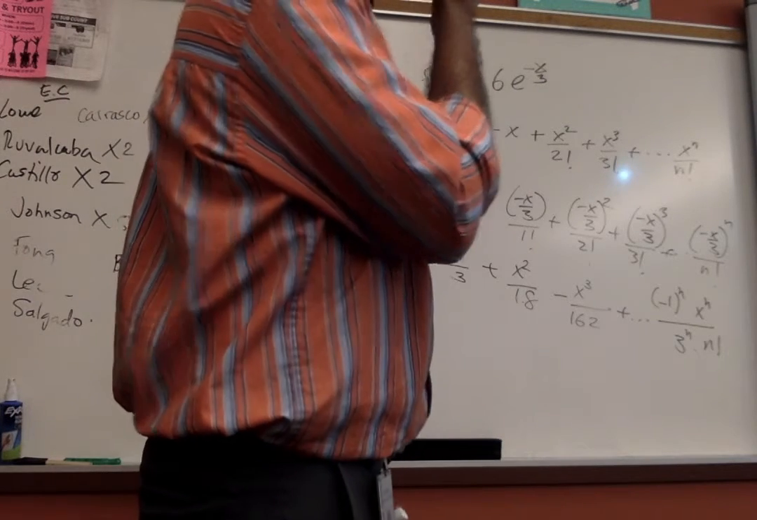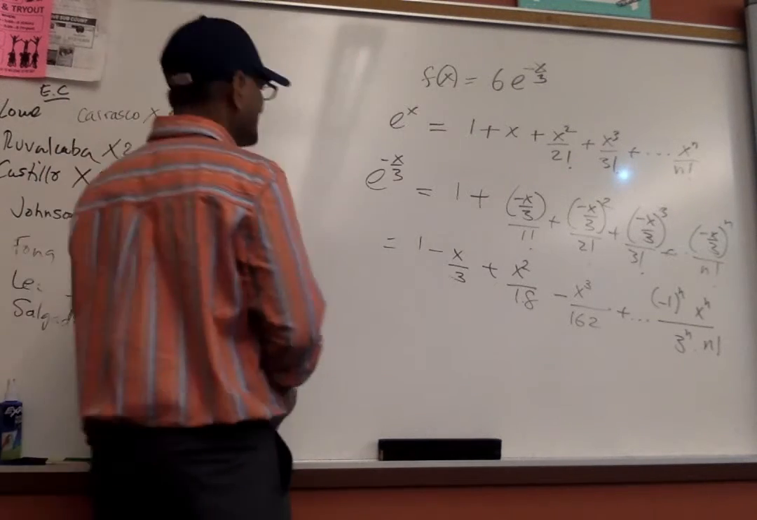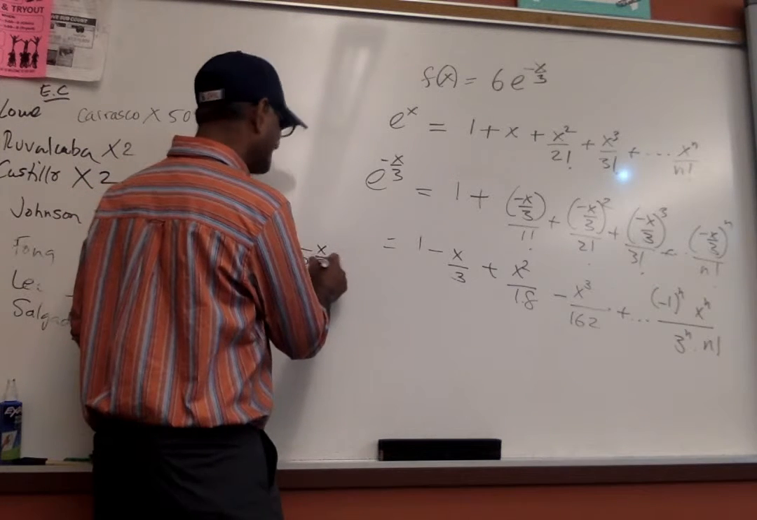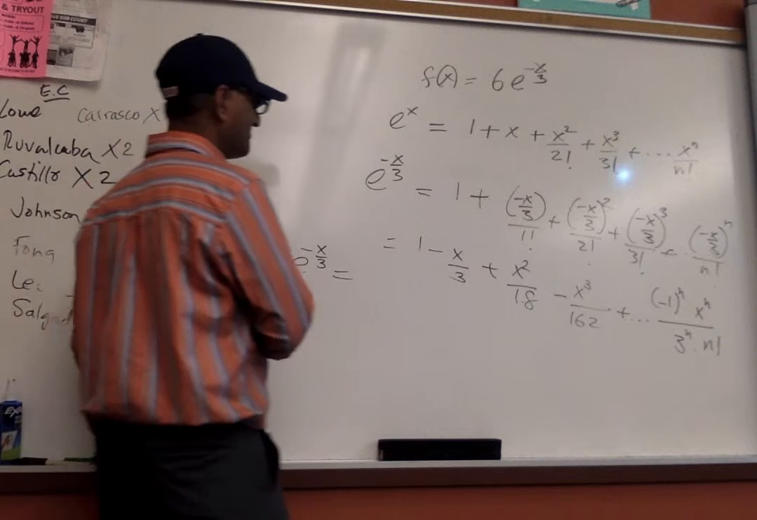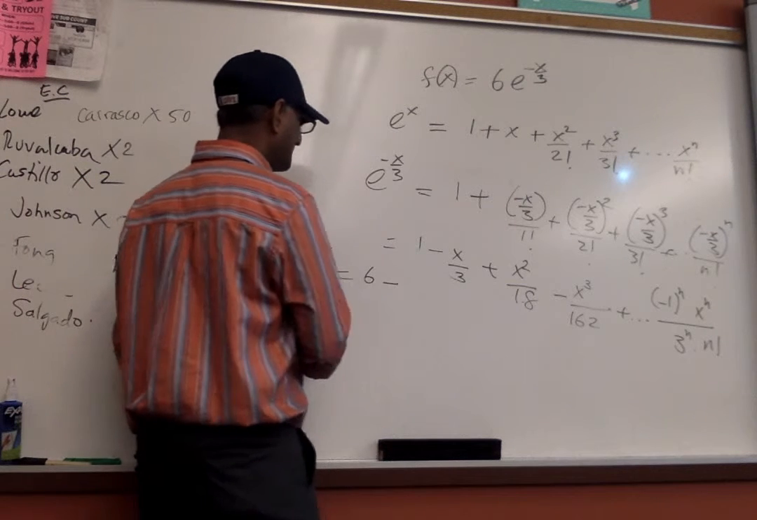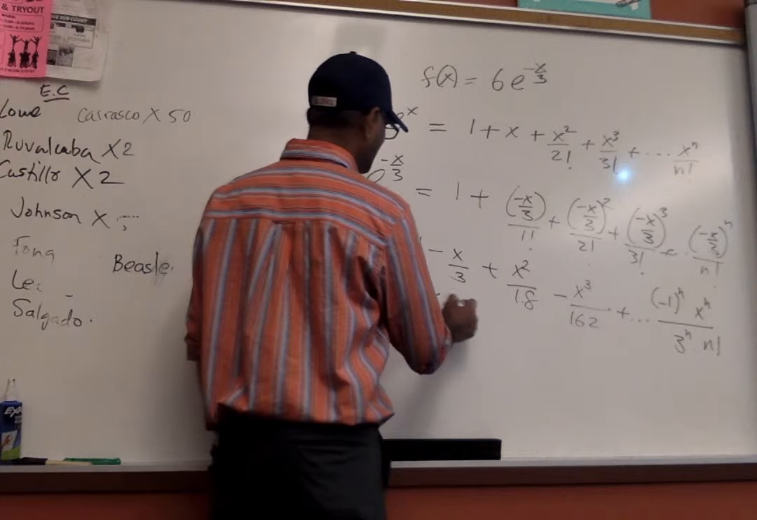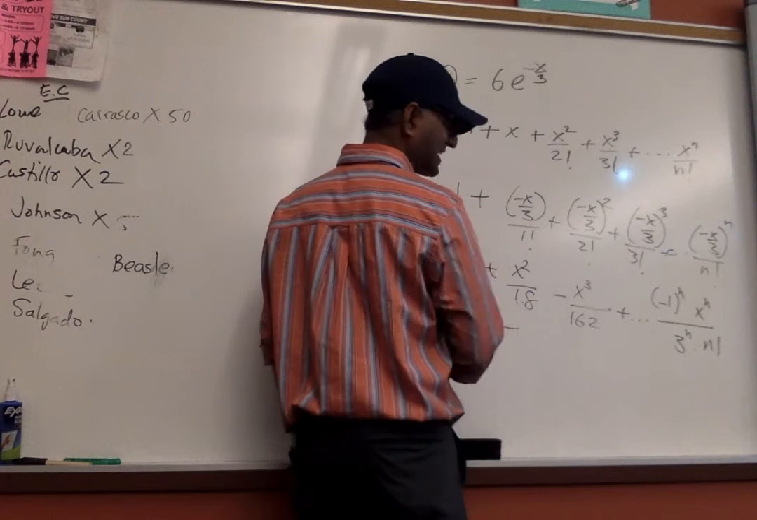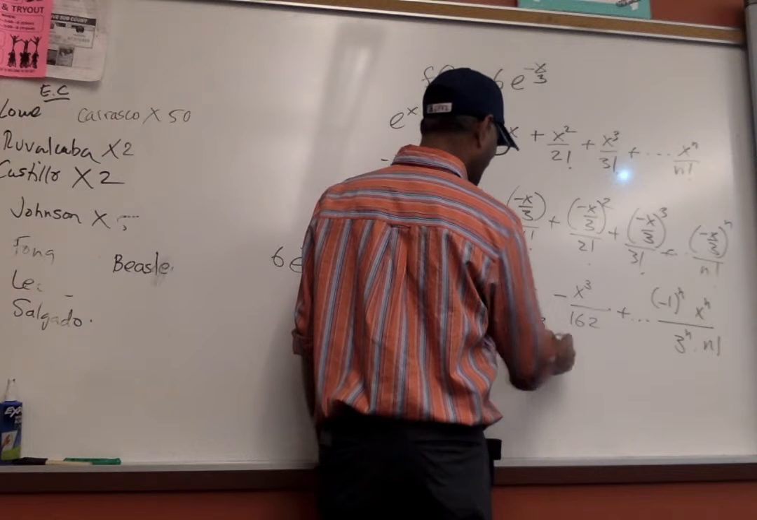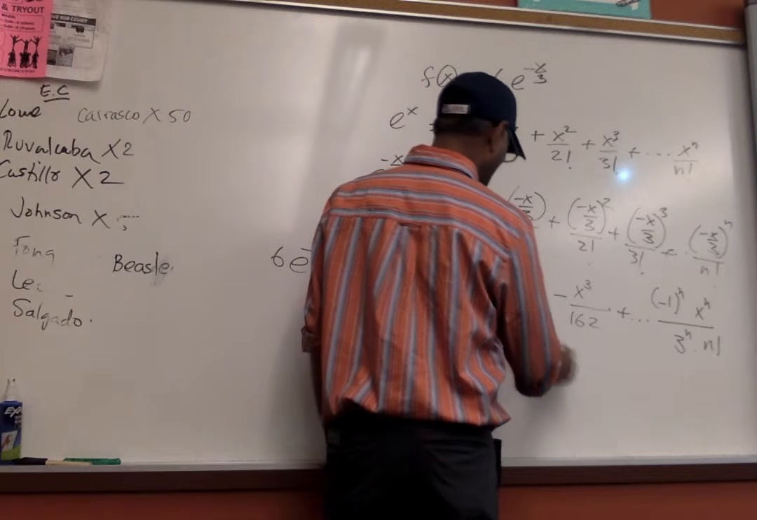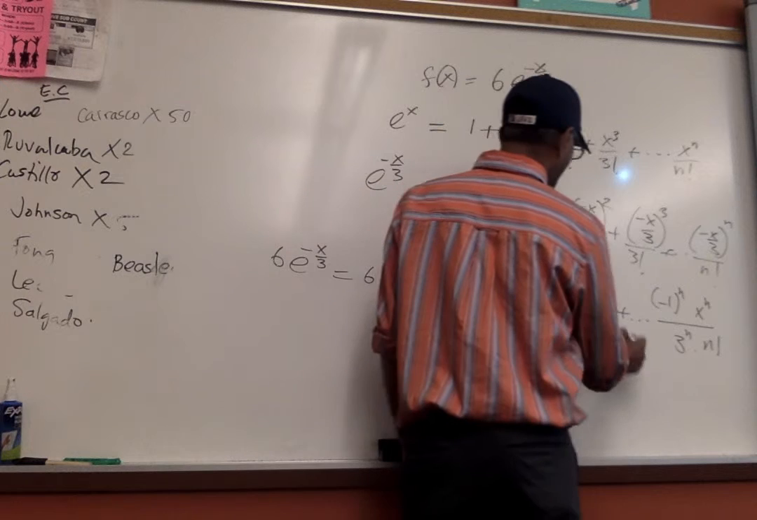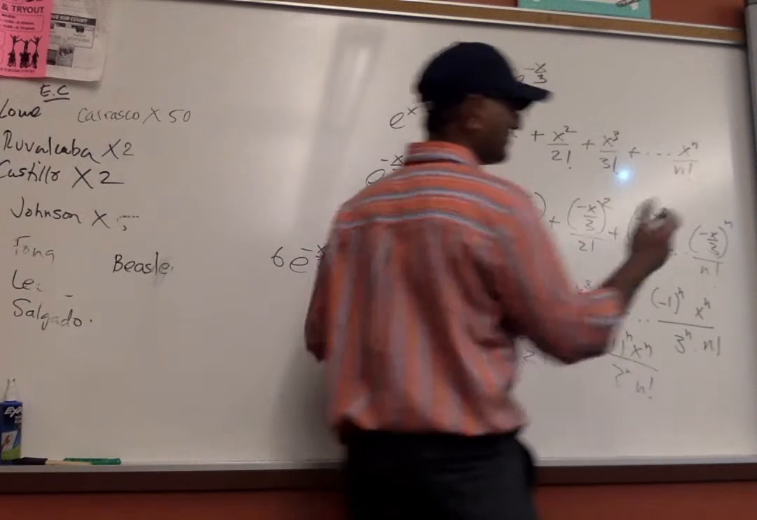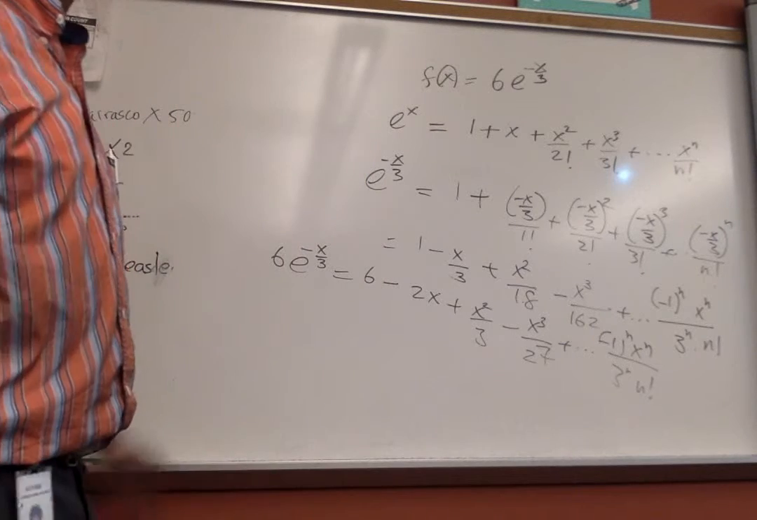What happened to that 6 guy? We never accounted for the 6. So last time, I'm going to multiply by 6. So 6 times e to the negative x over 3. The first term will become? Second term will become 2x. The third term will become x squared over 3. The next term will become, 6 goes, guys, I'm doing the mental math, 27. Plus dot dot dot, negative 1 to the power of n, x to the n over 3 to the n, n factorial. That's your final answer. But it's a gimme.